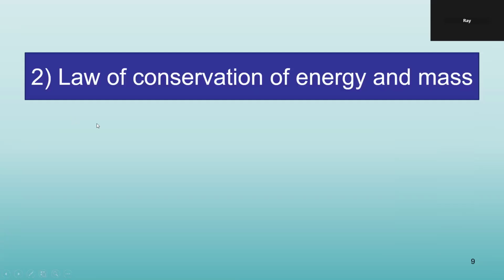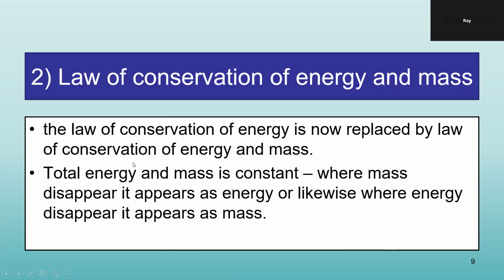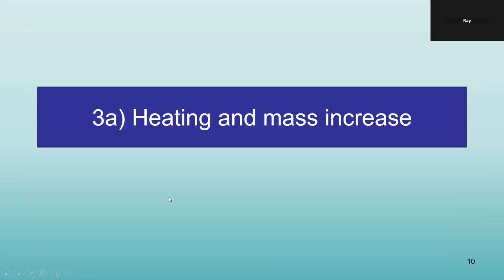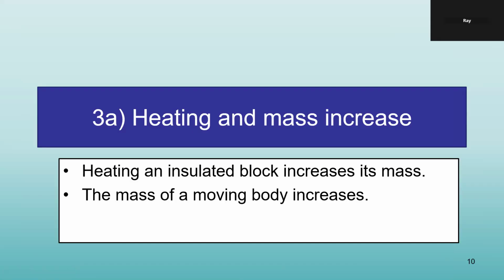Law of conservation of energy and mass. The law of conservation of energy is now replaced by the law of conservation of energy and mass. Total energy and mass is constant. Previously it was total energy is constant, but now total energy and mass is constant. Where mass disappears, it appears as energy, or likewise, when energy disappears, it appears as mass. Heating an insulated block increases its mass. It supplies energy, so the mass must increase.